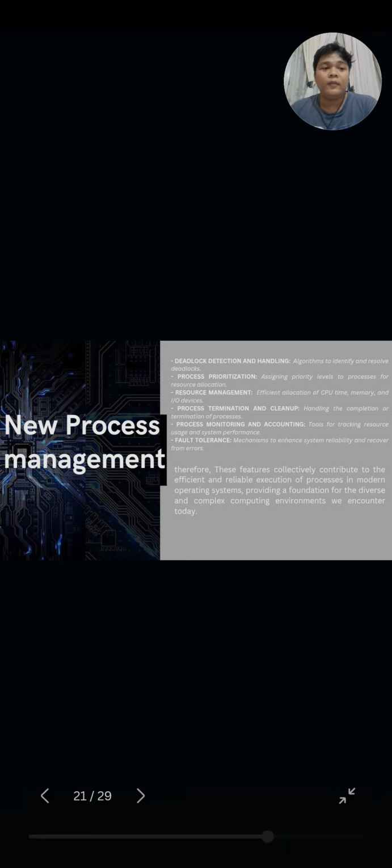Therefore, these features collectively contribute to the efficient and reliable execution of processes in modern operating systems, providing a foundation for the diverse and complex computing environments we encounter today. Emphasis on security, process isolation, and advanced features. Security measures.